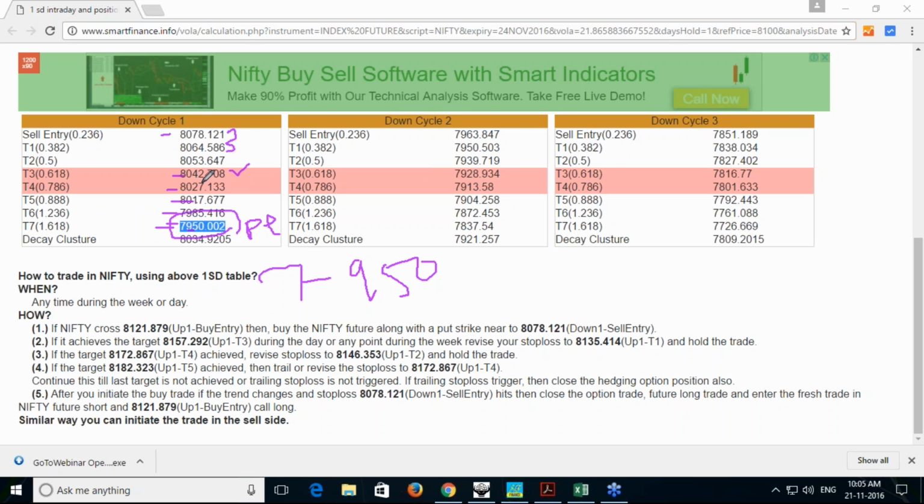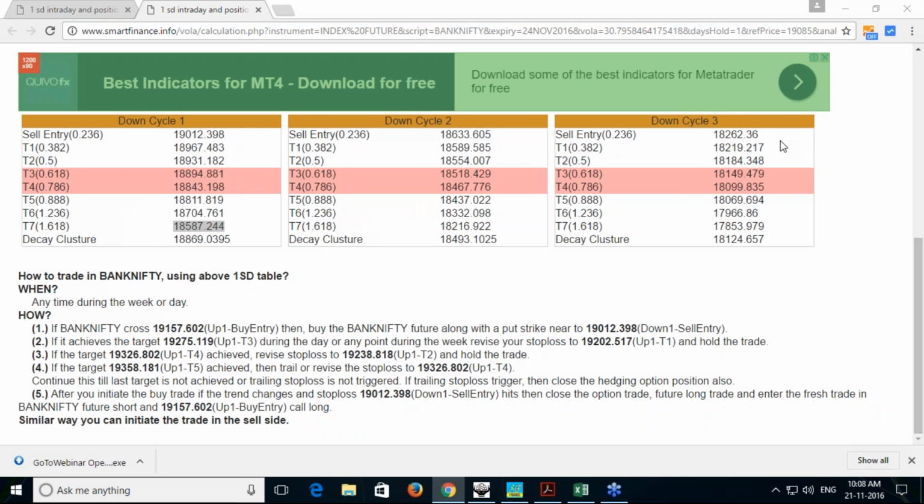Again, if it is pressing to target 5 or target 6, you can again sell it further. So you can sell this put option and oscillate as many times as it gives you the chances, so that you can get a bigger profit in the trade. So this is how you should trade it in the Nifty.